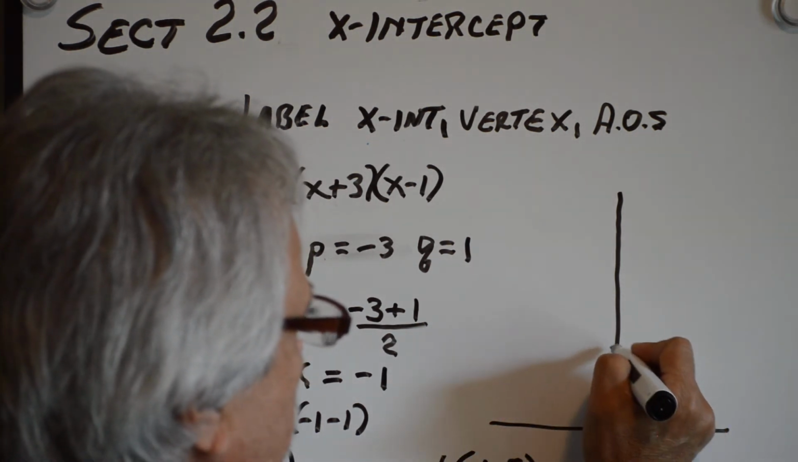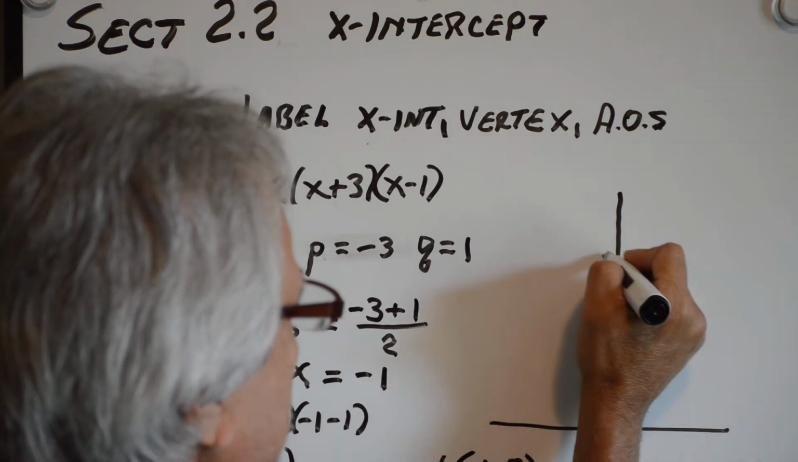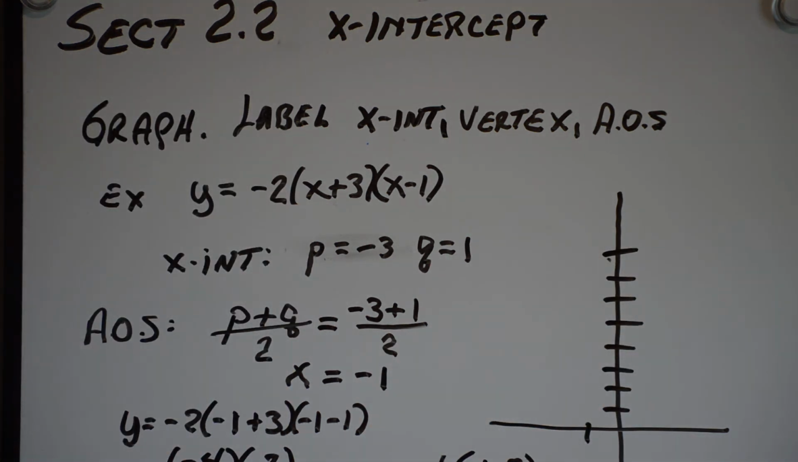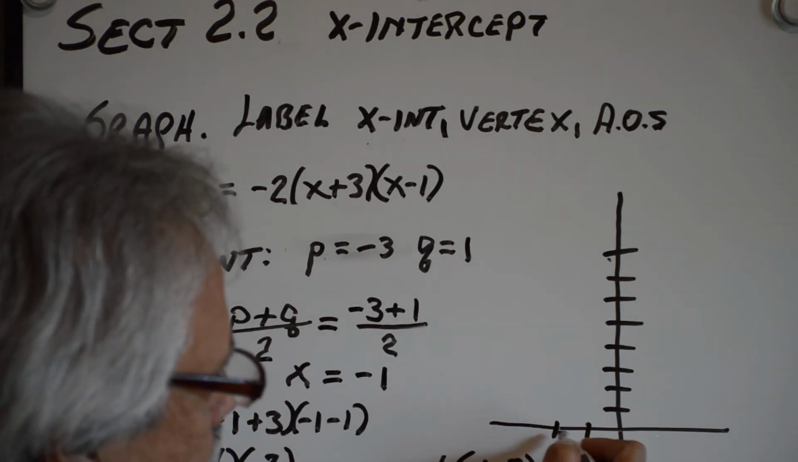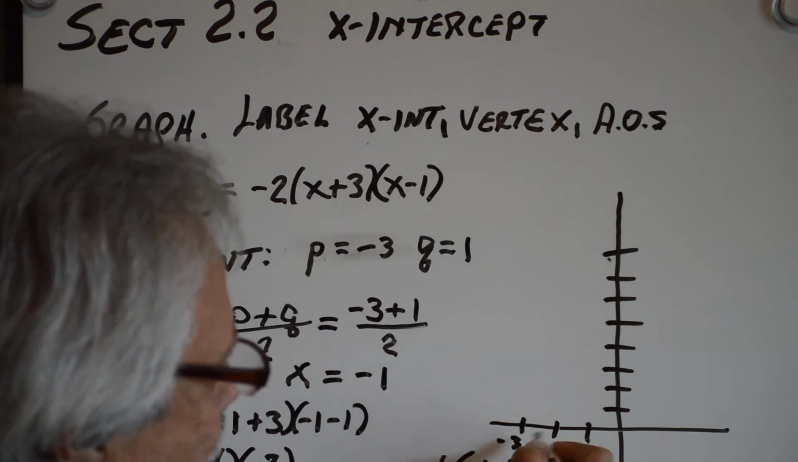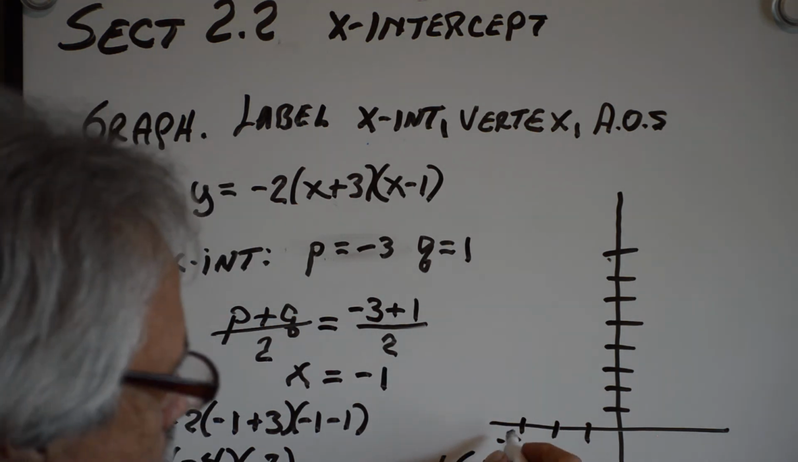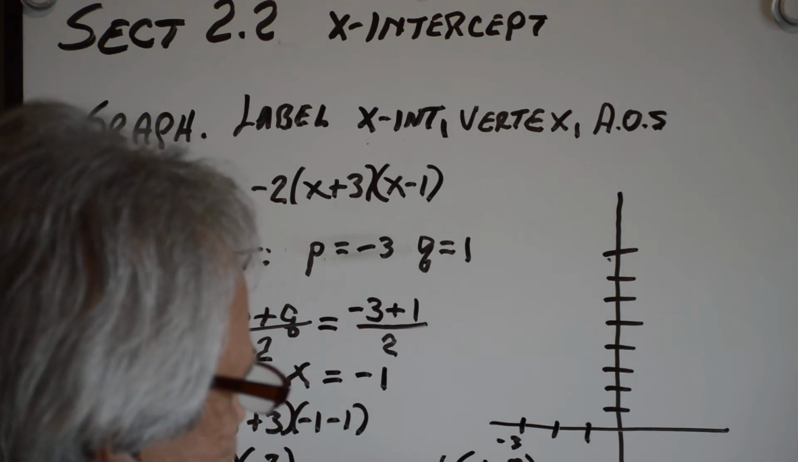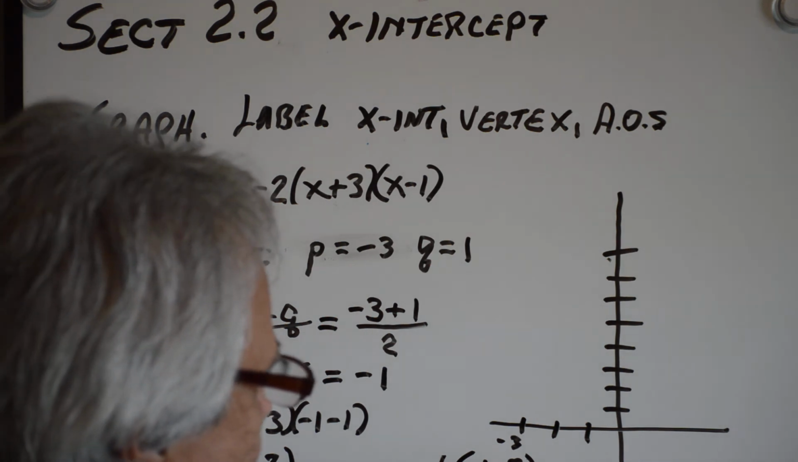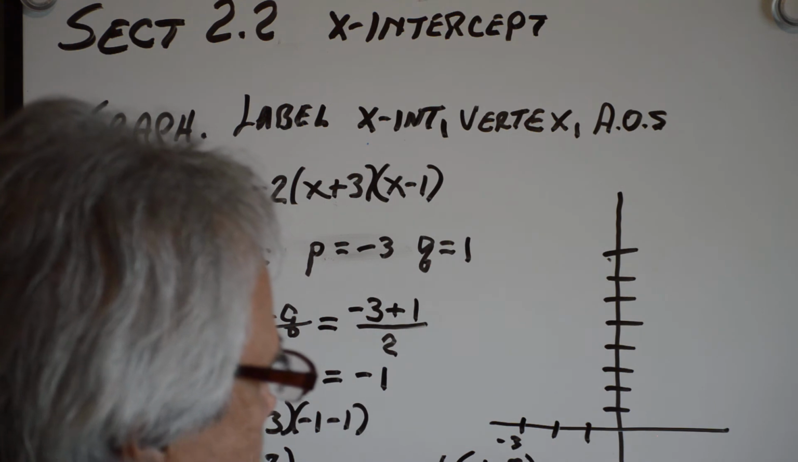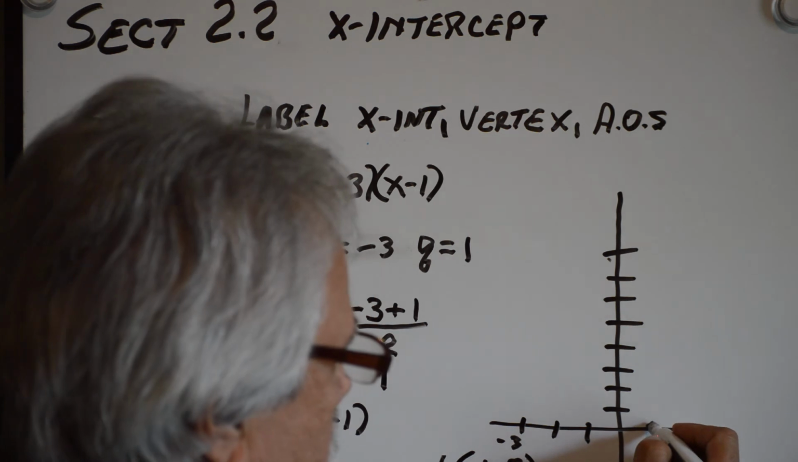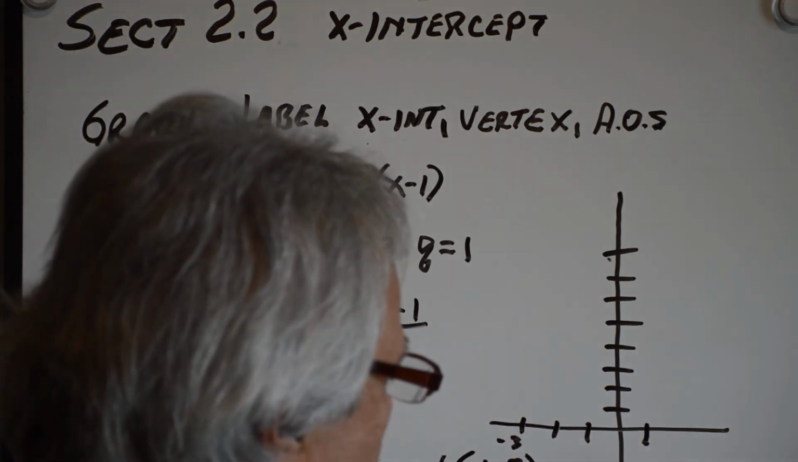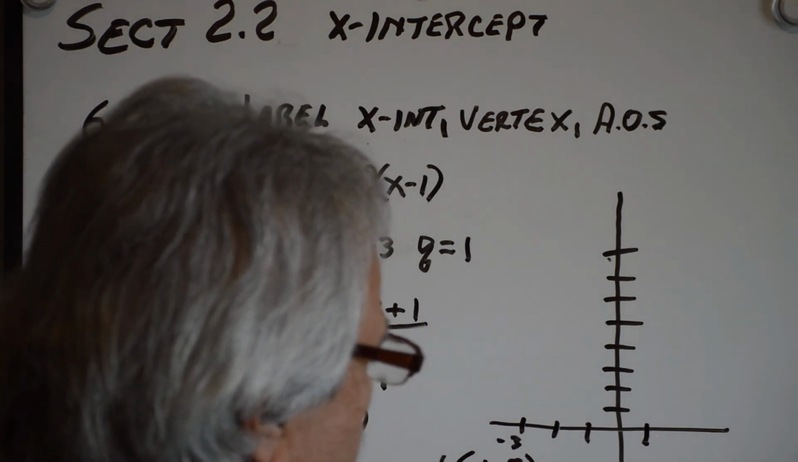1, 2, 3, 4, 5, 6, 7, 8. Alright? And I need to label my x-intercepts. 1 is at -3. So I need to go -1, -2, -3. It's a point, don't forget. So one of my x-intercepts is the point -3, 0. And the other one we said was at 1. So that guy is at 1, 0.